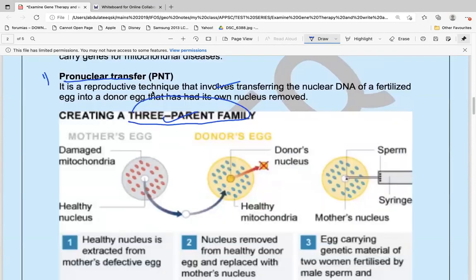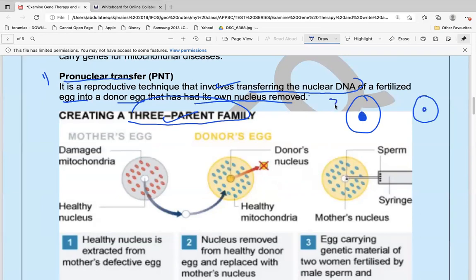It is a reproductive technique that involves transferring the nuclear DNA of a fertilized egg into a donor egg that has its own nucleus removed. So simply, from the cell, remove the nucleus, and keep this nucleus in an egg cell which is healthy, which does not have any problem.